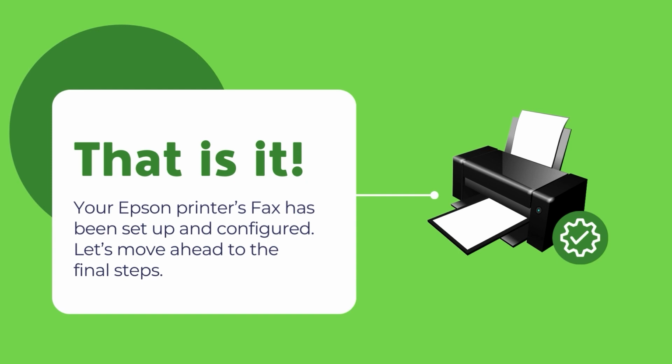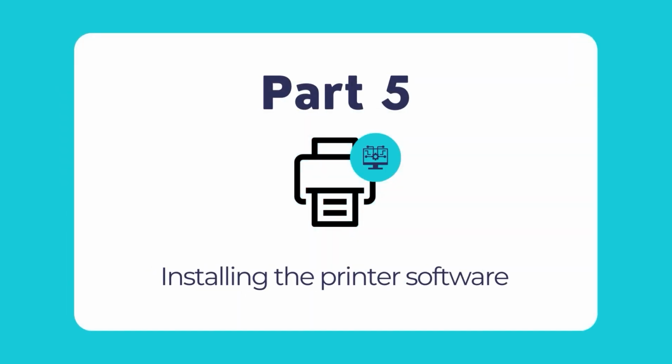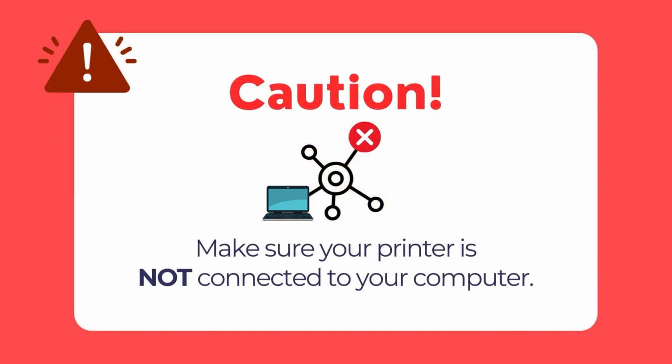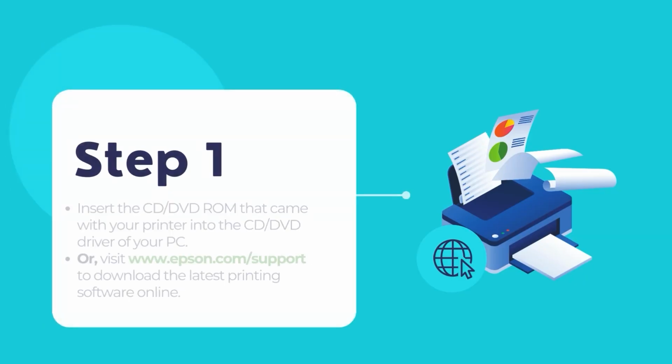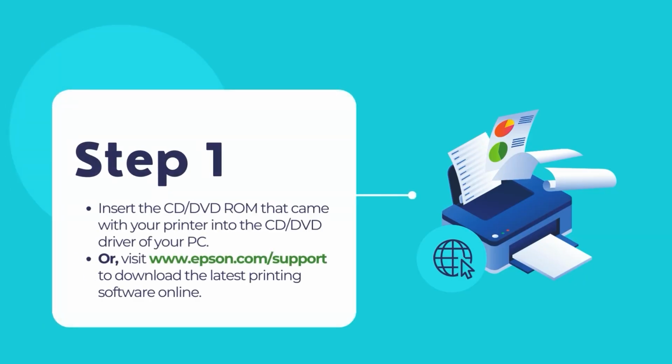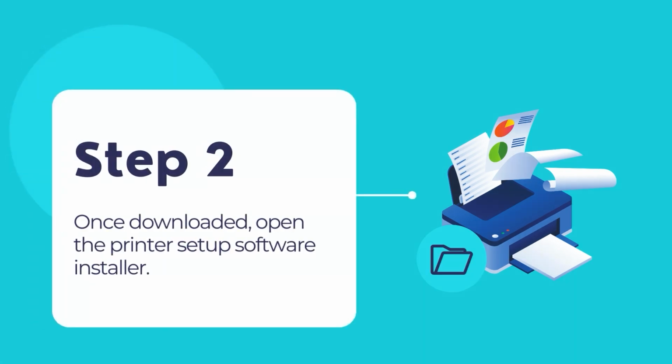Now is the final step. Let us show you how to install the printer software. First, ensure that the printer is not connected to your computer. Insert the printer's CD or DVD if that came with your printer. Otherwise, visit www.epson.com/support to download the latest software for your Epson WorkForce printer. Download the setup software and double-click on the installer to launch the printer setup software process. Follow the on-screen instructions to finish installing the printer software.